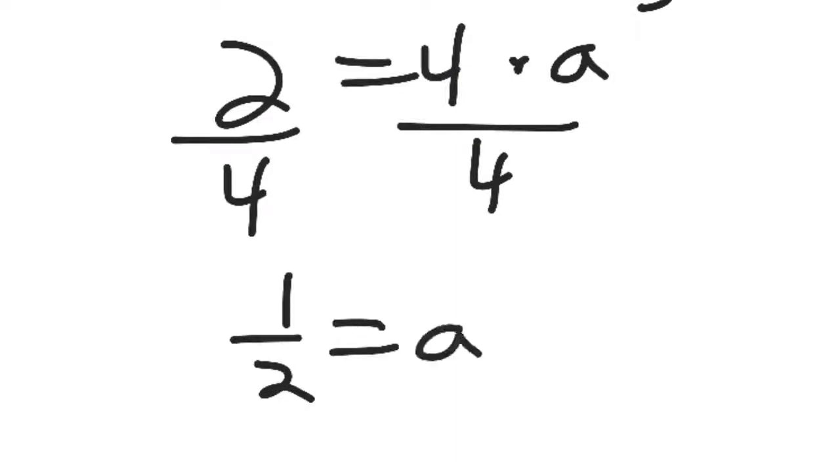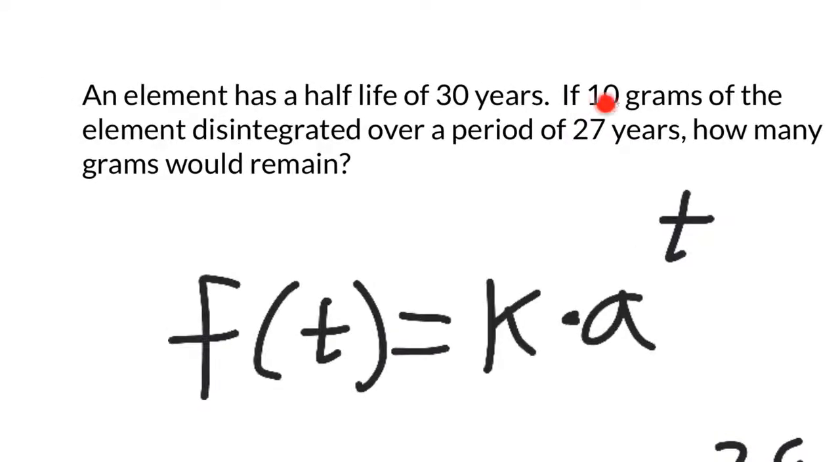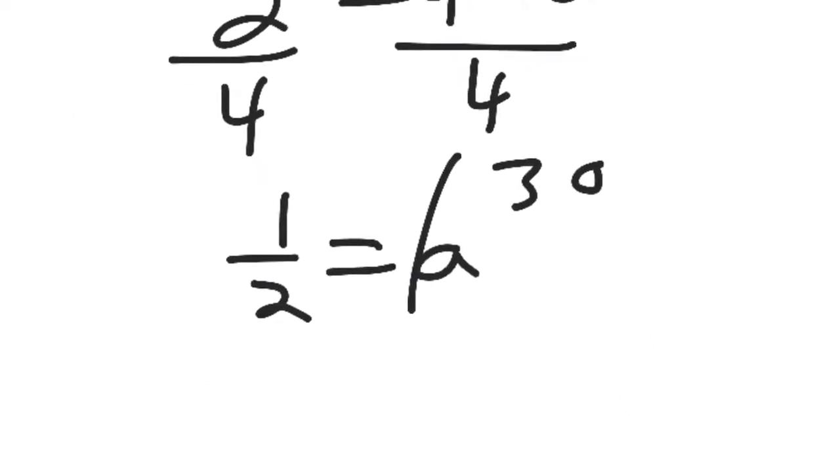So after a while, you'll see a shortcut with how you can just jump to saying 1/2 equals A to my half-life time, 30 years. So we can finish solving for A. And just a quick note, look, we didn't do anything with any of the other stuff yet, okay? We're just finding out A because we need to know that to answer their question.